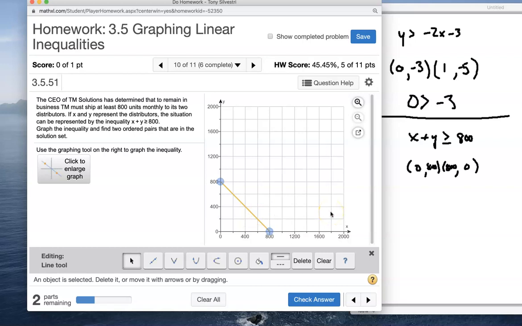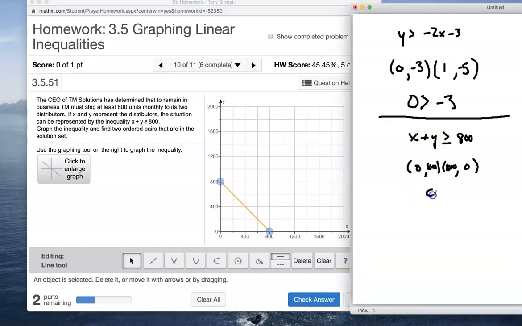What do we do now? Just because you see greater than doesn't mean you shade the region. It might work out, and you would have lucked out. I plug in a test point. Take your test point, 0, 0. There's your test point right there, inside this bottom region. If I plug in 0, 0, X plus Y is 0, bigger than or equal to 800? Nope, doesn't work.